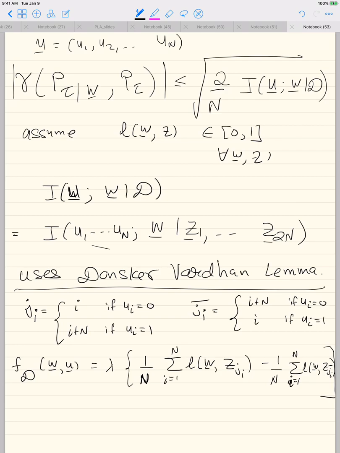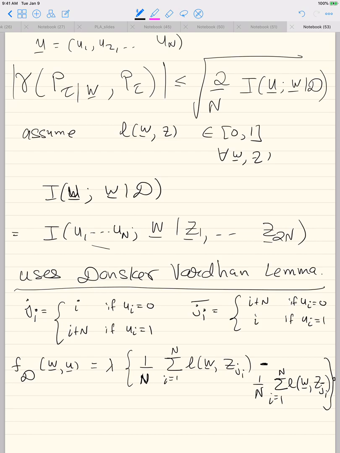So let me write this. This is not very nicely written. You may have difficulty later on reading it. So let me write it below. So minus 1 over n, L of w and z_{J_i} with the bar. Okay. So there is a bar here, there is no bar here. Bar means we take the complementary sample. So this is the function that they created.